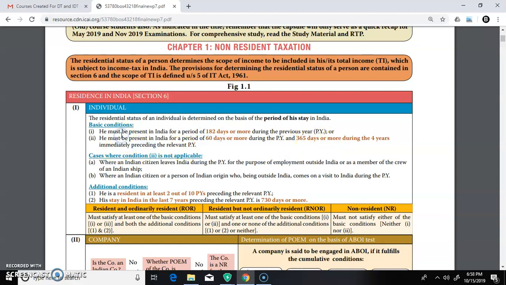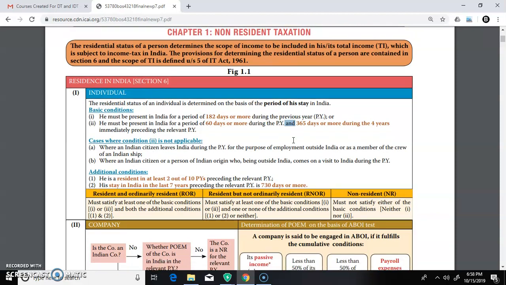So, what is the basic condition? Two conditions. Both the conditions are either or conditions. So, first is flat, 182 days or more during the previous year. If it is not satisfied, during the current year, it should be 60 days or more and 365 days or more during the 4 preceding previous years.